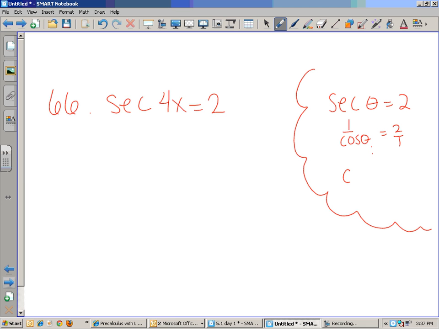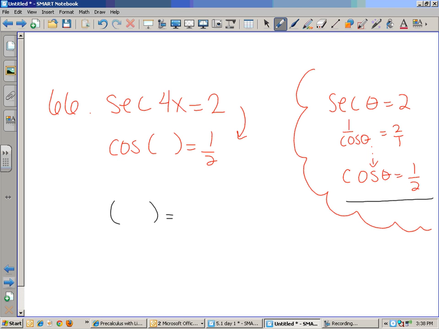So I do a little bit of algebra, and I get that the cosine of theta is equal to 1/2. So in my head, I'm really thinking that the cosine of something is equal to 1/2. That's what this is telling me. So then I come over here and I say, okay, well, that something, I don't know what it is just yet. But now I'm thinking this.